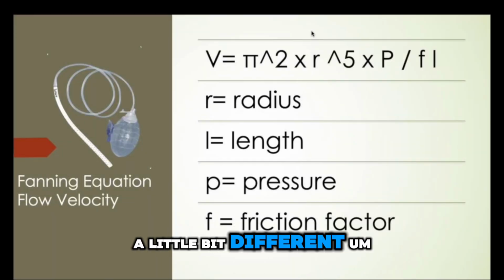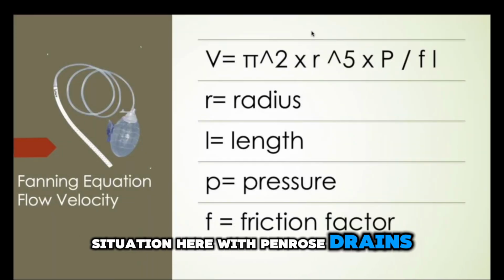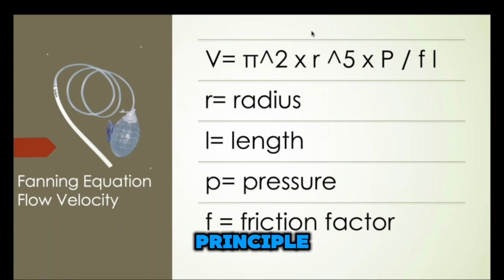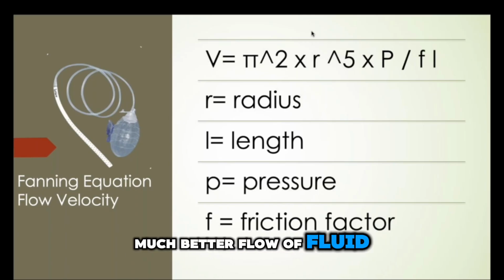A little bit different situation here with Penrose drains. We talked about surface area with closed suction drains, the Fanning equation, flow velocity, maybe even Bernoulli's principle. The goal here is that if we increase the radius of the tube and we decrease the length of the tube, we're going to have a much better flow of fluid.